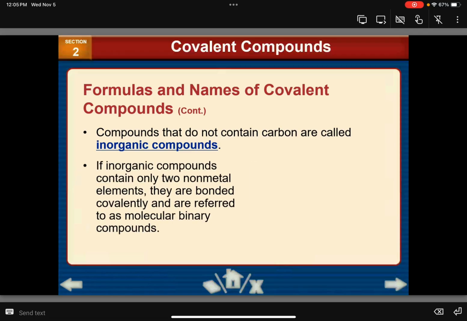And then compounds that don't contain carbon are going to be called inorganic compounds. If inorganic compounds contain only 2 nonmetal elements, they are bonded covalently and are referred to as a molecular binary compound.